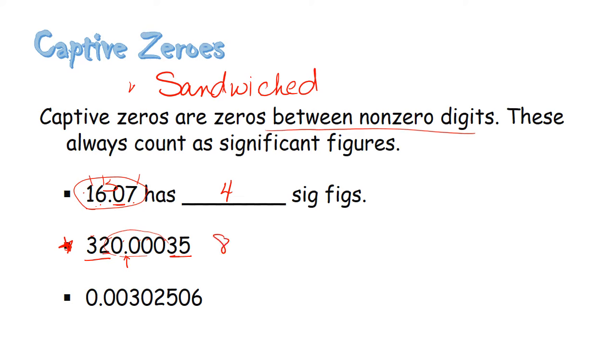Lastly, this number. These zeros, do they count? No. They're called leading zeros, and they don't matter, ever. This one counts. What about that 0? Would it count? Yes, it is sandwiched. And this 0, it is also sandwiched. So we have 1, 2, 3, 4, 5, 6 sig figs.